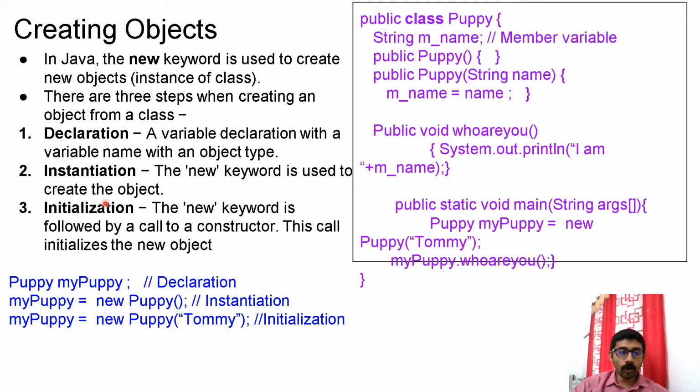Okay, next thing is optional, initialization. If you want to initialize your newly created object with certain values, then you can use an appropriate constructor to initialize the newly created object. The new keyword is used followed by a call to the constructor. This call initializes the new object.